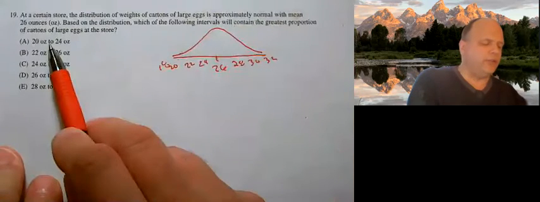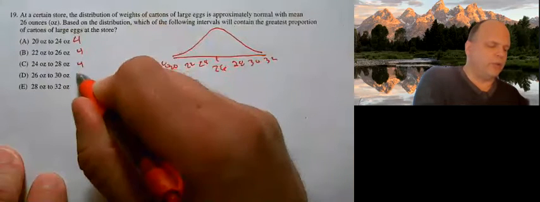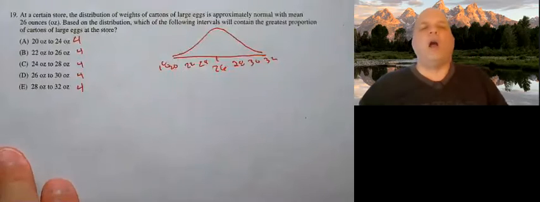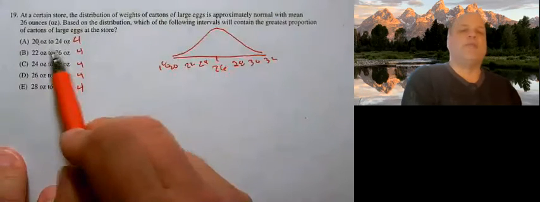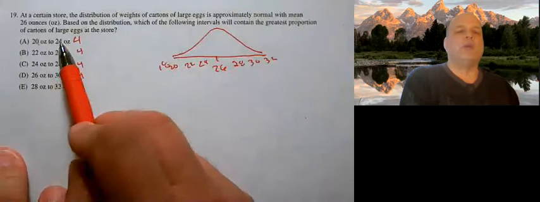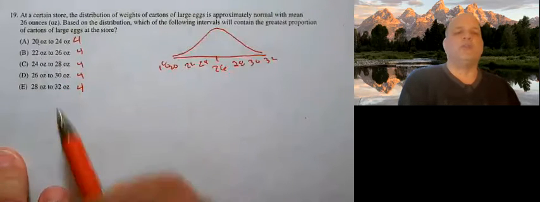Well, when I look at this, this is 20 to 24 ounces. That's 4 ounces. This is 4 ounces. This is 4 ounces. And this is 4 ounces. So all of these have a horizontal distance of 4 ounces. 24 minus 20, 26 minus 22, etc.